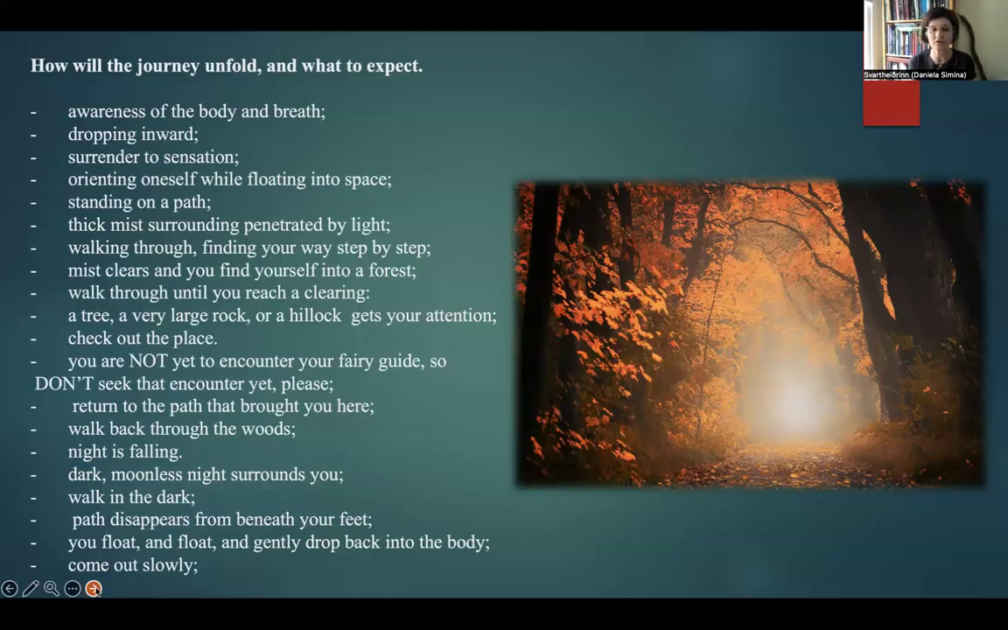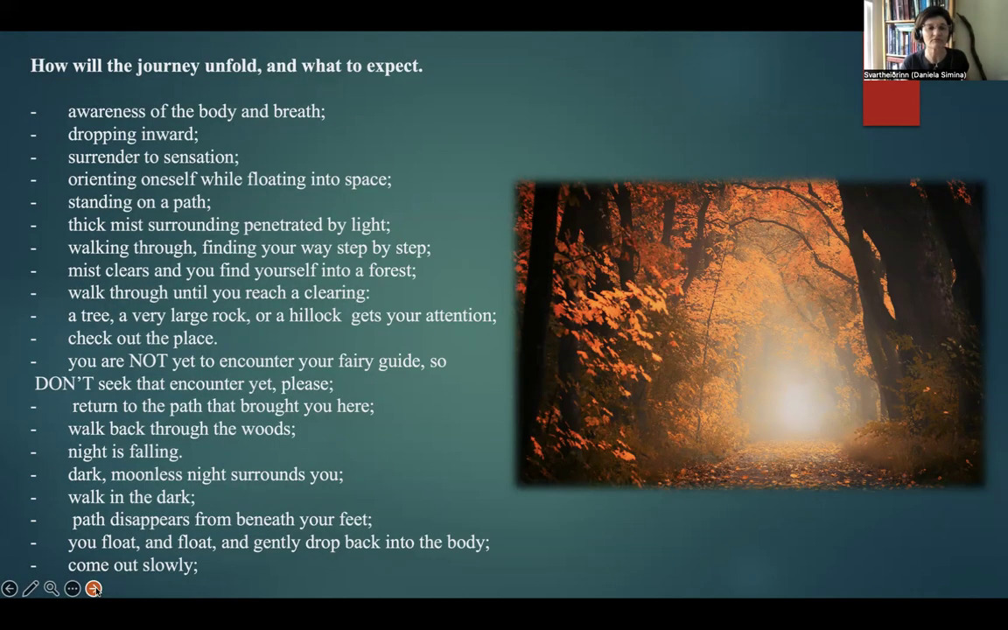It could be a large tree, a very large rock. It could be a hillock. Look carefully. What gets your attention? Pay attention to the details. Check out the place. You're not yet to encounter your fairy guide, so don't seek that encounter yet. It is a brief visit, just getting acquainted with the space.